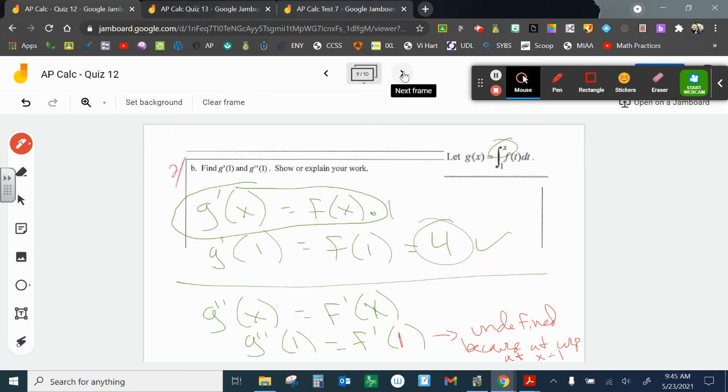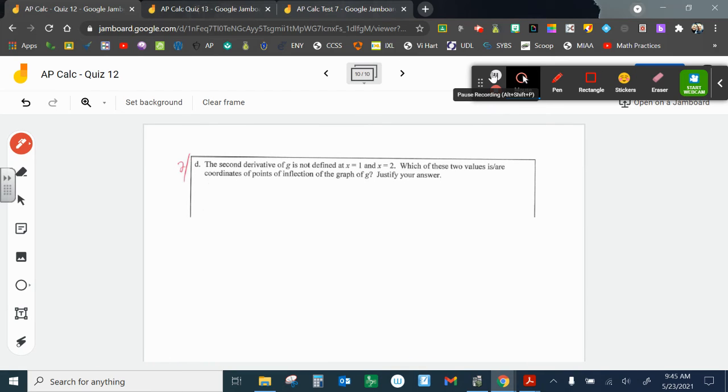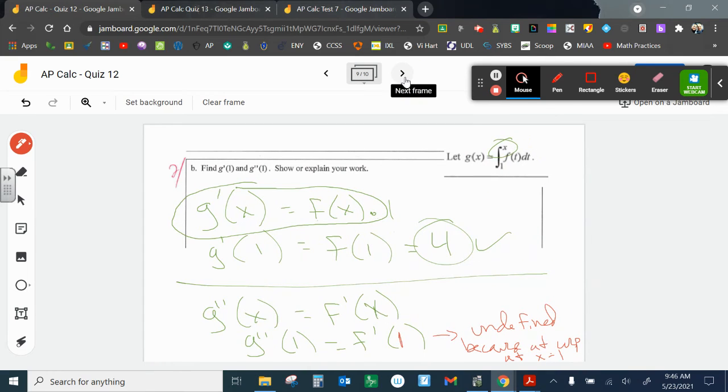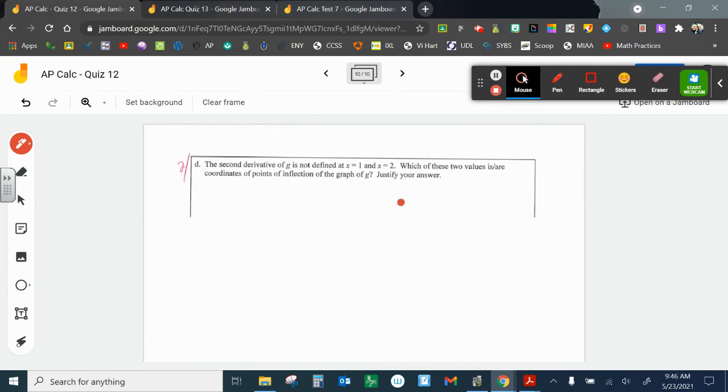All right, and so now let's go to part C. So the second derivative of g is not defined at x equals 1 and x equals 2. So we come over here, back to the graph. Hey, there's a cusp here and a cusp there. All right. We just know it's not defined because f of x is the first derivative of g. So if I took the second derivative, we'd want to find out.